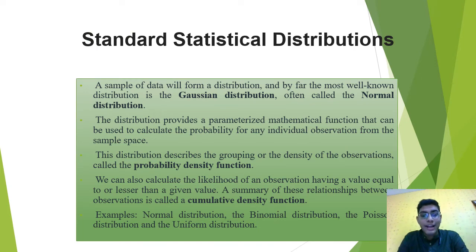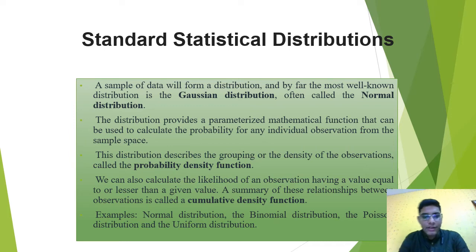Now coming on to standard statistical distributions. Let us talk about the normal distribution first. What is a normal distribution? A sample of data will form a distribution. By far the most well-known distribution is the Gaussian distribution, as we all know, normally called the normal distribution. The distribution provides a parameterized mathematical function that can be used to calculate the probability for any individual observation from the sample space.